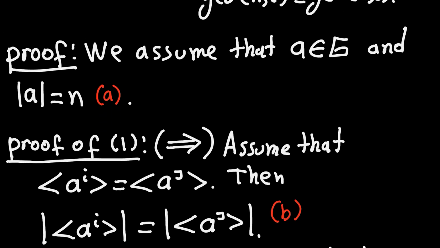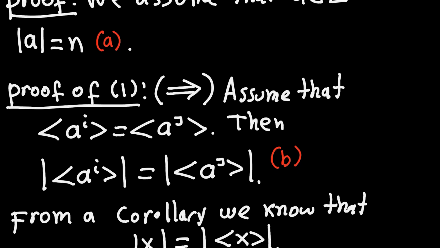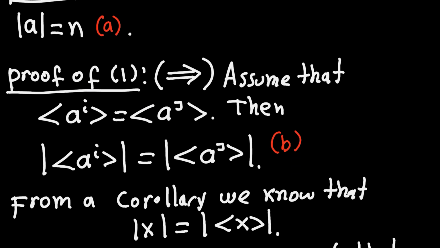So I'm going to assume that the subgroup generated by a to the i is equal to the subgroup generated by a to the j. Now, if they are the same, that means that they have the same number of elements. And that's what this means here: the number of elements of this set is equal to the number of elements of this set. I'm going to call that B.